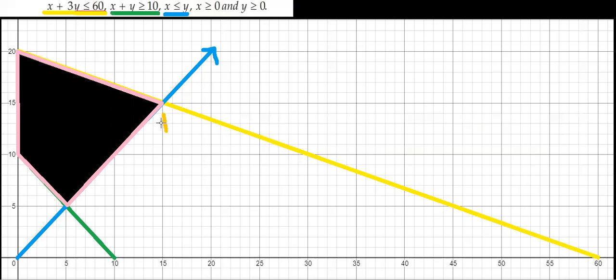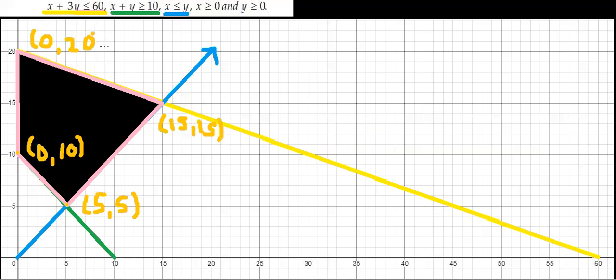So this point is 15 comma 15. You can see this point is 5 comma 5. Again, you can find that by solving the blue and the green equations. This point is obviously 0 comma 10. It is nothing but the y-axis along with this green line, so it is 0 comma 10. This point is 0 comma 20. So these are my candidate points, the vertices of the feasible region.